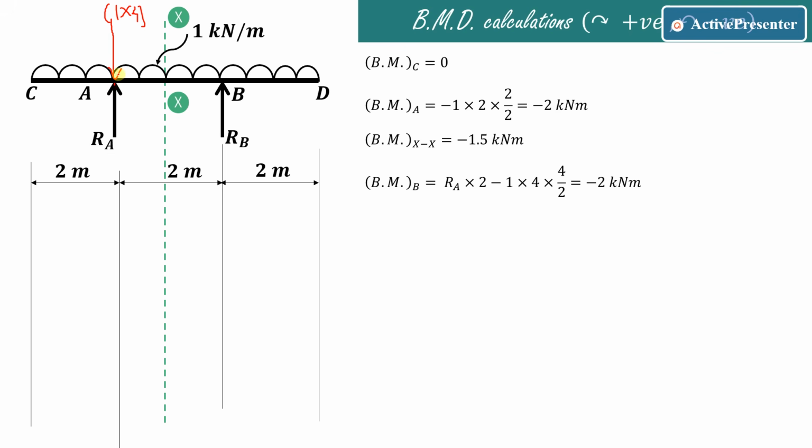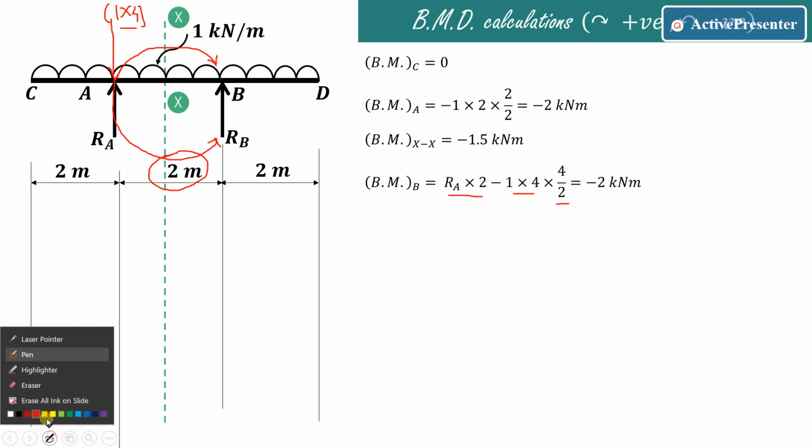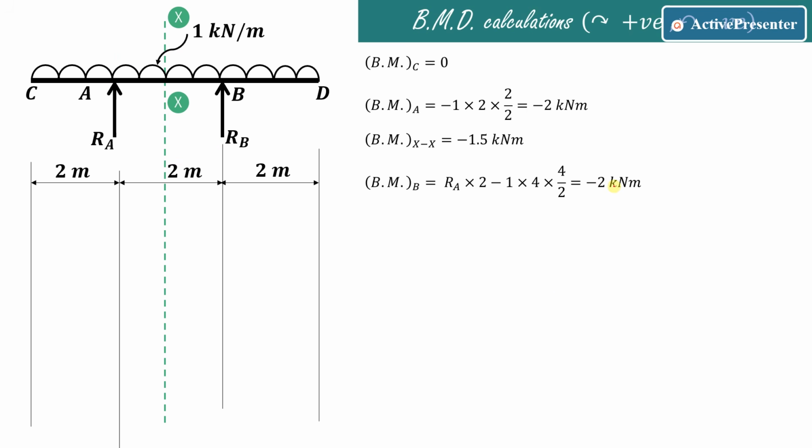So RA will produce clockwise moment about B. So it is RA into perpendicular distance between A and B is 2. So it is RA into 2. Then 1 into 4, that is u.d.l, which we have converted into point load, will produce anti-clockwise moment about B, and the perpendicular distance is again 2 meter, that is 4 by 2, that is 2 meter. So 1 into 4 into 2, that is the moment about point B. So if you calculate that particular moment, then that moment will be nothing but minus 2 kilonewton meter, and bending moment at point D is 0.